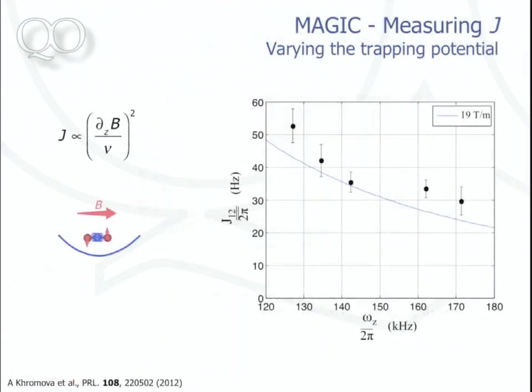Okay, and then the last thing in this part of the talk I want to show you is how you can adjust the J coupling by varying one of these parameters. So this is the field gradient, this is the trap frequency. So this is now measuring the J coupling in a harmonic trap using two ions as a function of the trapping frequency.